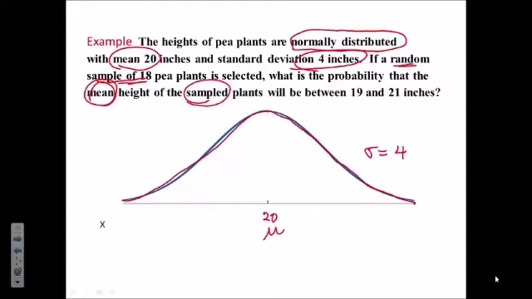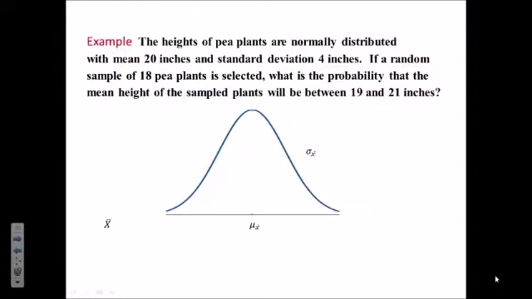So by the central limit theorem, we know that the x bars will be normally distributed if the sample size is 30 or more, which is not the case, it's only 18 here, or if the heights of the individual plants are normally distributed, which they are. So therefore, the x bars are going to be normally distributed. We're going to make a curve for the distribution of the x bars. I'm going to make another normal curve.